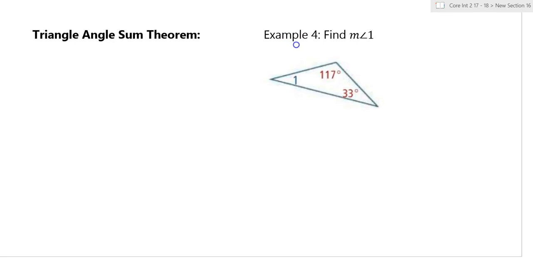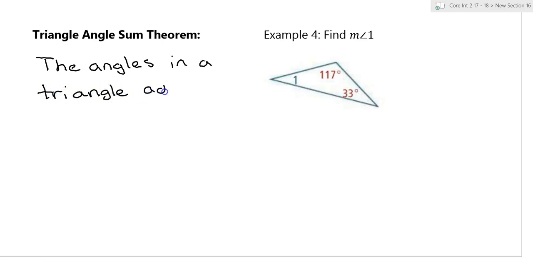Final thing we're going to look at today is our triangle angle sum. The triangle angle sum theorem states the angles in a triangle add to 180 degrees. Always, no matter what the triangle looks like. Alright, so looking at our example here, I'm going to put, instead of this, I'm just going to say this is x degrees. I don't know what that angle is. Okay, I don't know how many degrees it is.